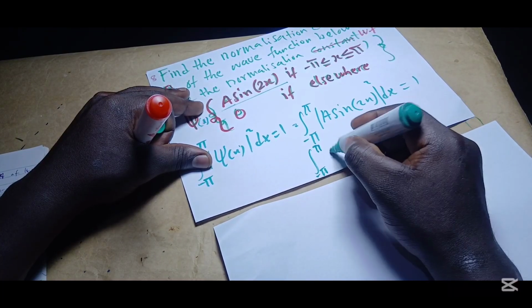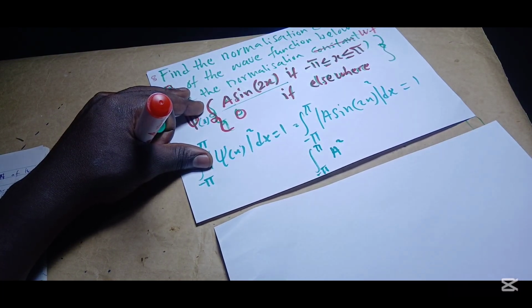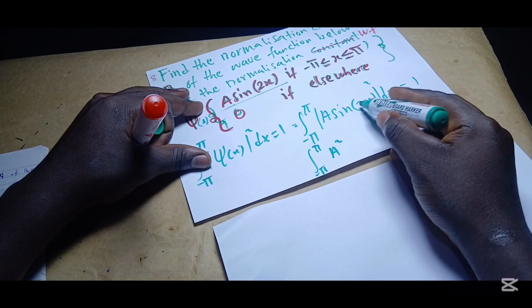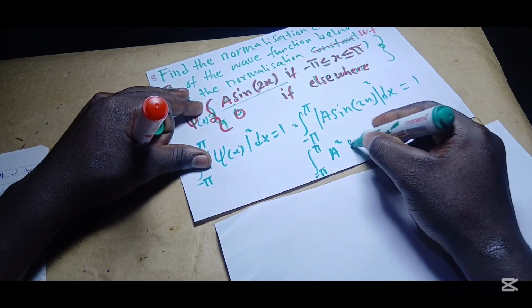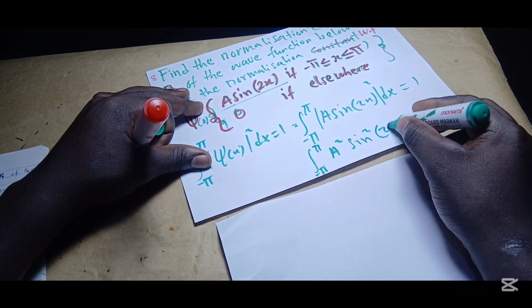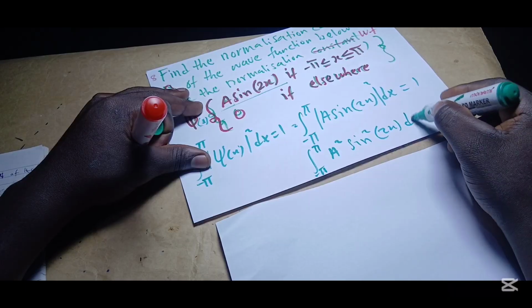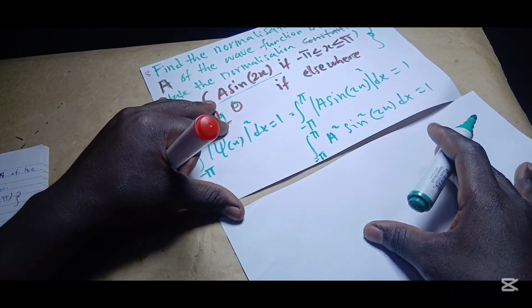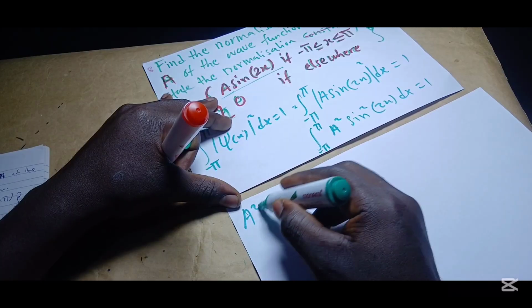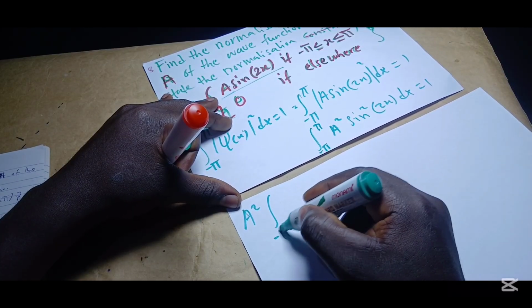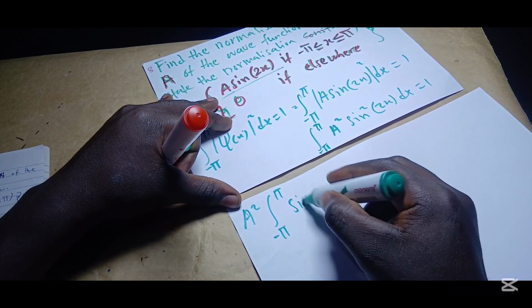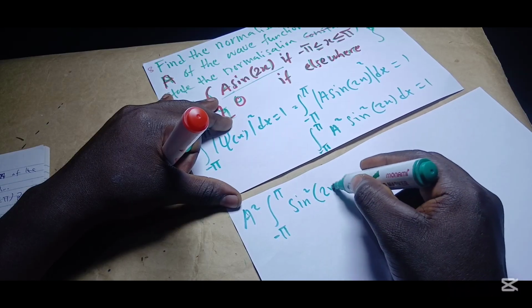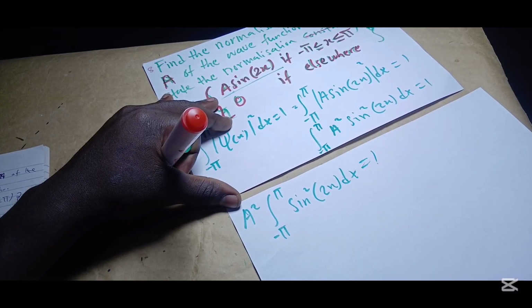So a to the power 2 gives us a squared, then sine 2x to the power 2 gives us sine squared 2x, dx equal 1. Now a is a constant, I'm going to bring it out. So a squared into bracket, integral from negative pi to positive pi sine squared 2x dx equal 1.